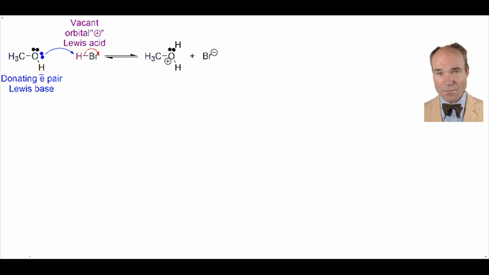The reaction forms an oxonium ion. That is another way of saying a positively charged oxygen. Here we have methyl oxonium bromide.